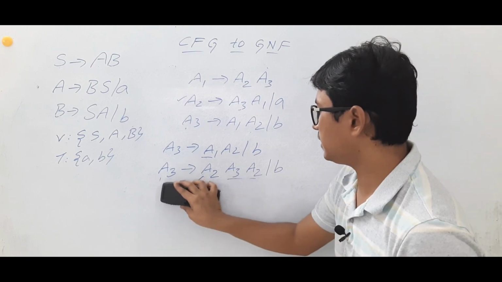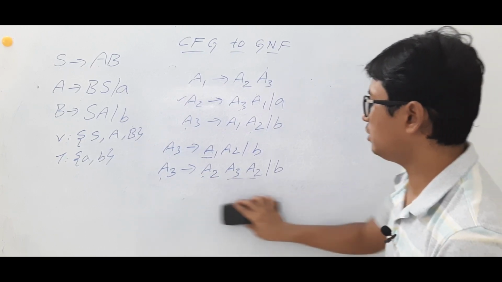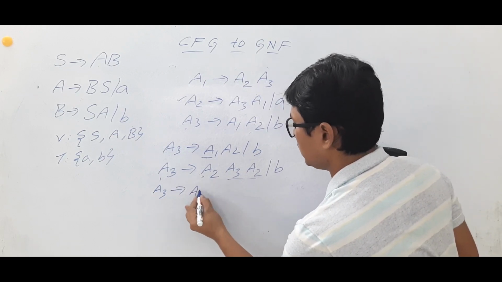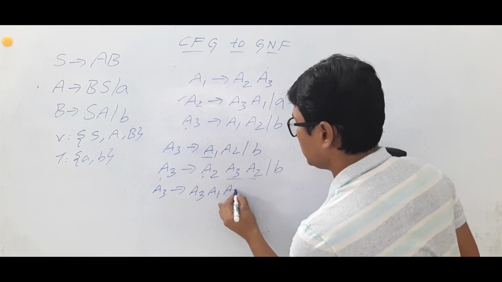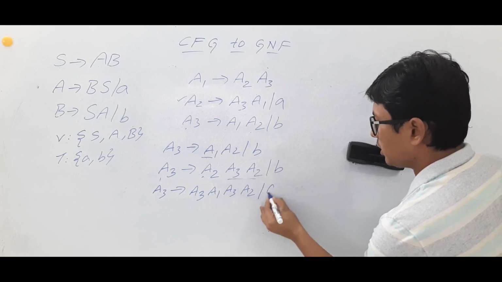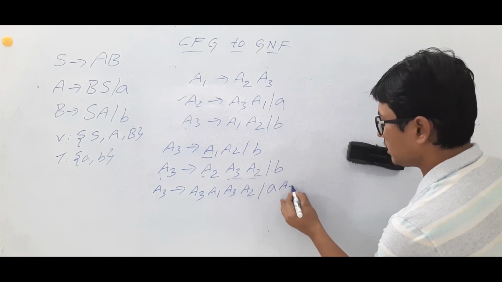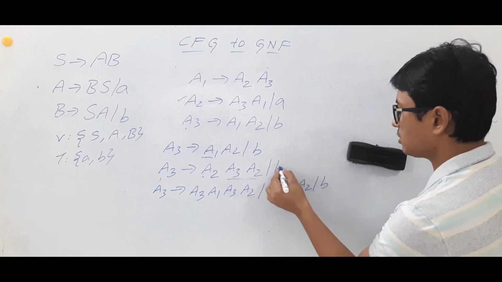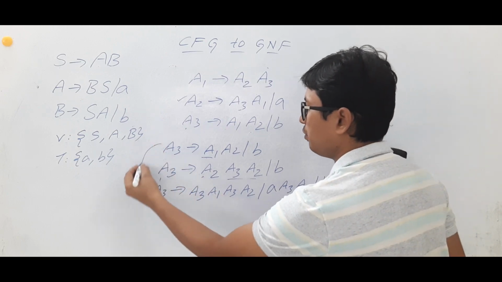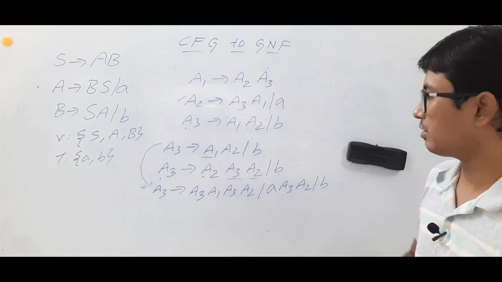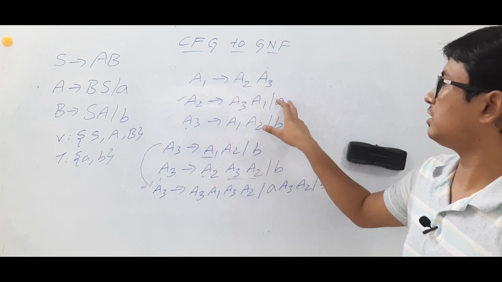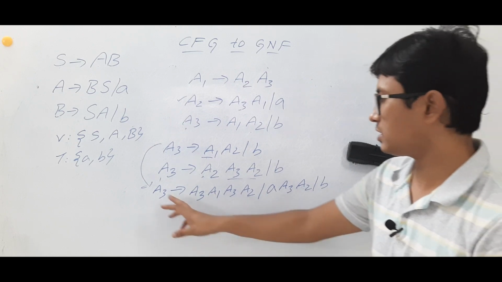So if I keep A3, A1, then it will look like A3 determines A3, A1, A3, A2. If I keep the terminal small a, it will look like A3, A2 by B. This B will be there. So I hope you have understood from this step how I got this step. Is it clear? First I kept A2, A3 in place of A1. In place of A2, I kept A3, A1 slash A. So this is the production I got.